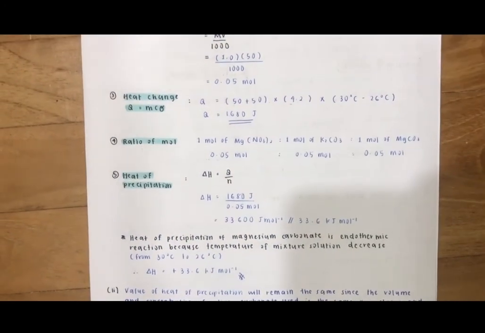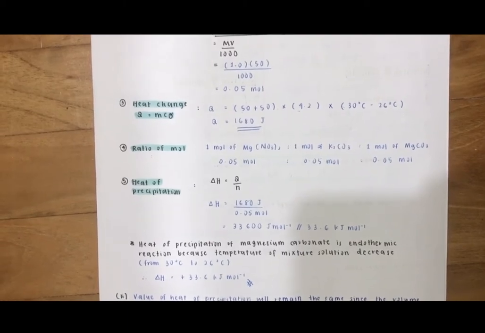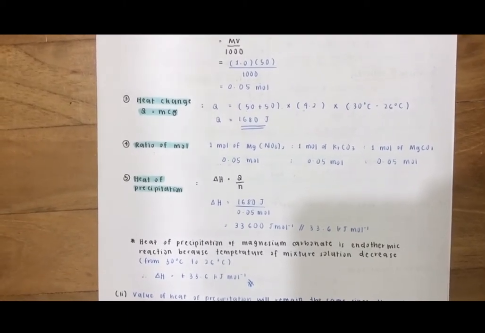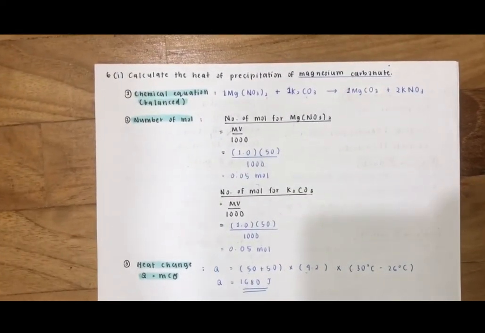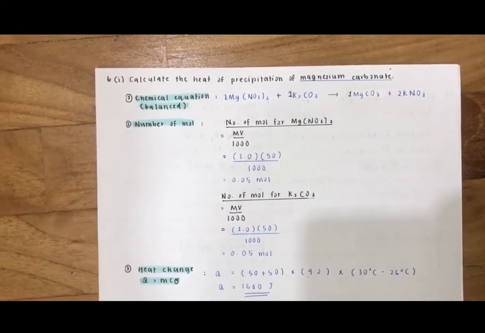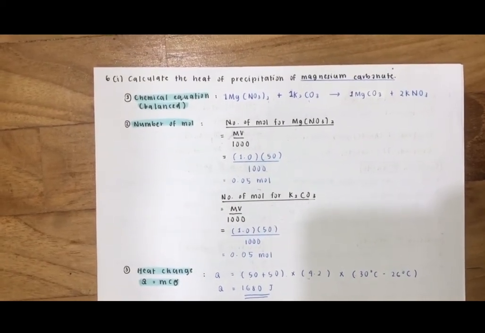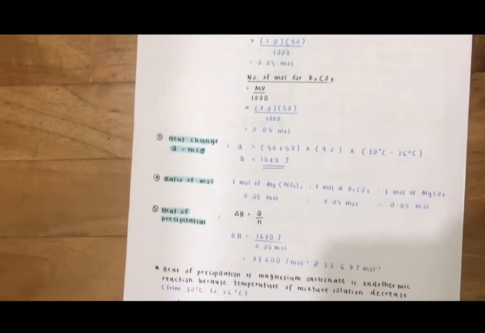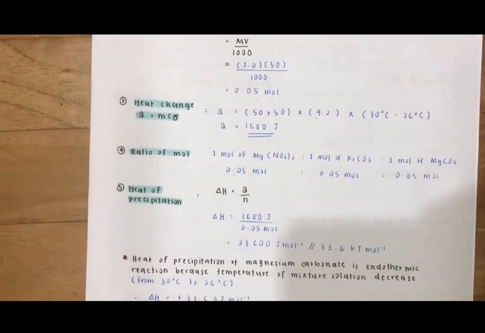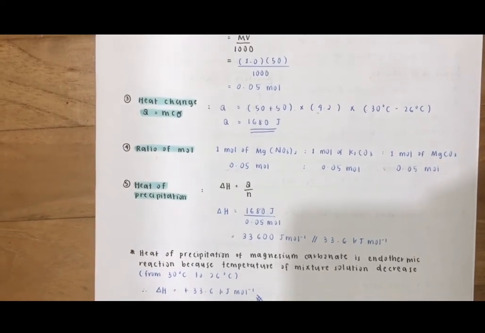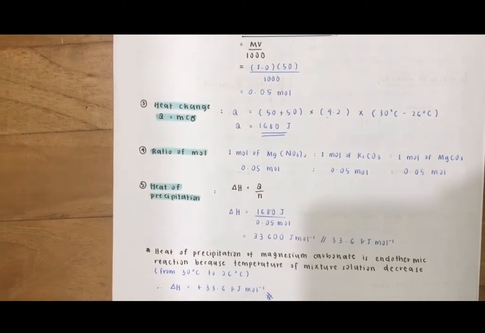The next step is to find the ratio of mole. By referring to the chemical equation that we wrote earlier, we know that 1 mole of magnesium nitrate reacted with 1 mole of potassium carbonate will produce 1 mole of magnesium carbonate. We are focusing on magnesium carbonate since the question asks us to find the heat of precipitation of magnesium carbonate. So therefore, giving them all the same number of mole, which is 0.05 mole.